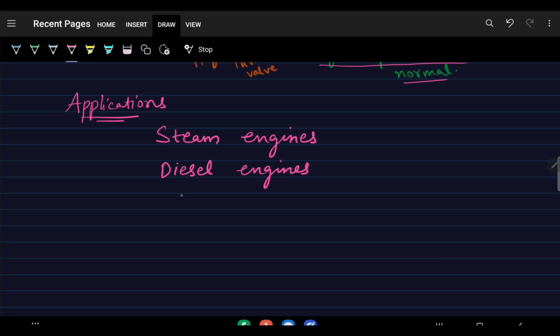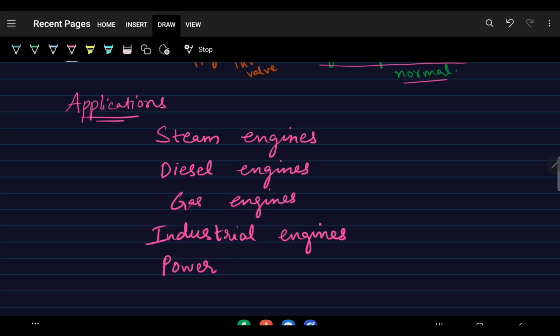Now, coming on to the applications, there are several applications of the governor: steam engines, power plants, etc.